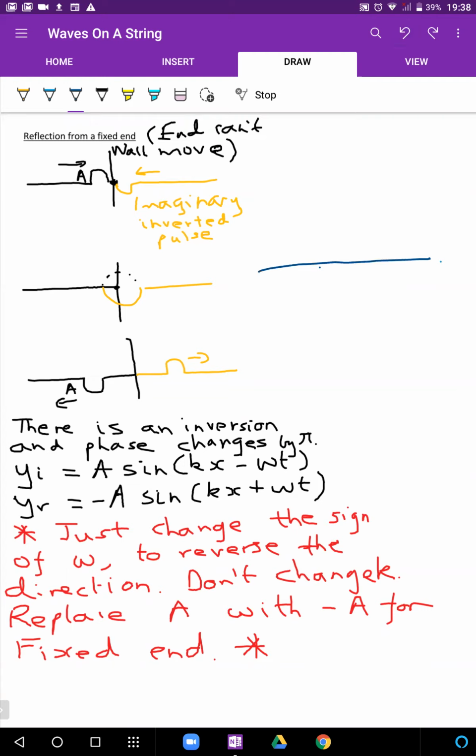Okay, the same pulse, if it went back in time instead of forward, how it would look, that is the kind of effect you get when you change omega. At the end of the day, moral of the story, just change the sign of omega. If you want to reflect a wave, change the sign of omega, because if you change the sign of k, you will change the shape, and you don't want to keep track of that.